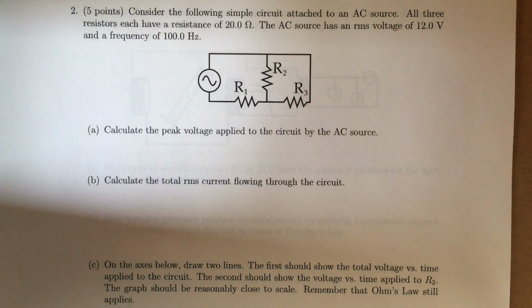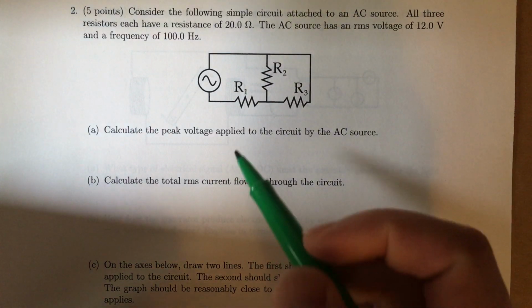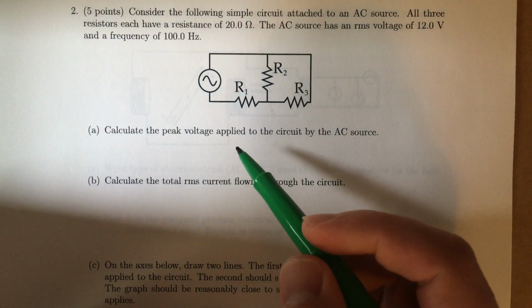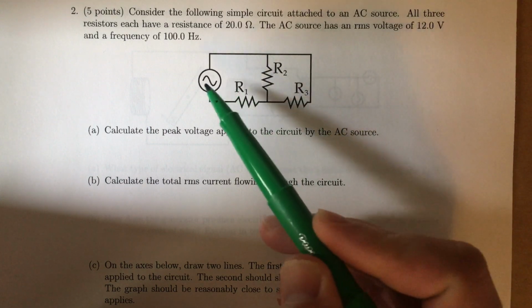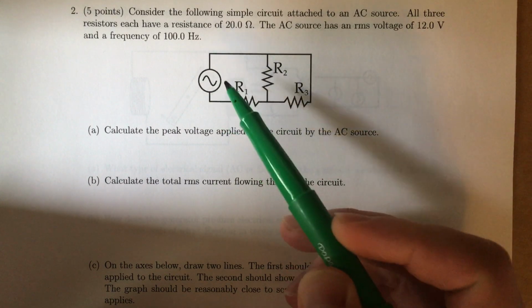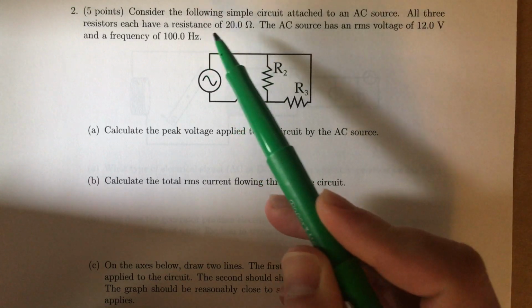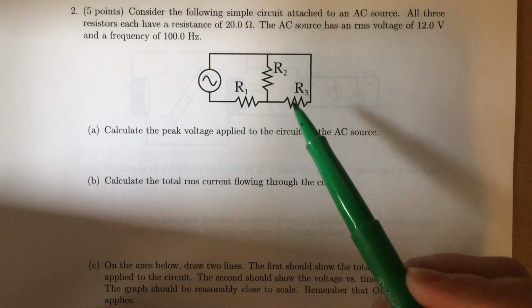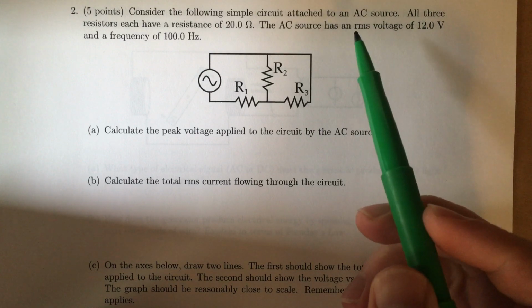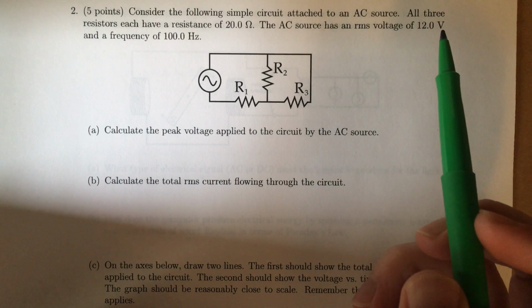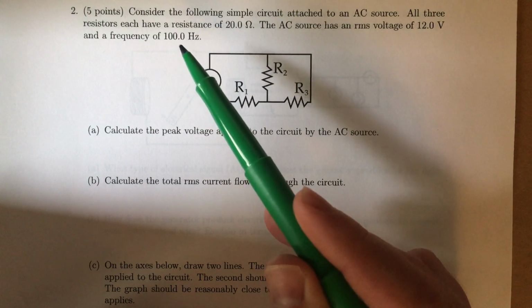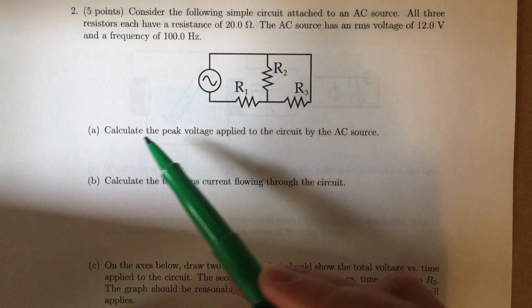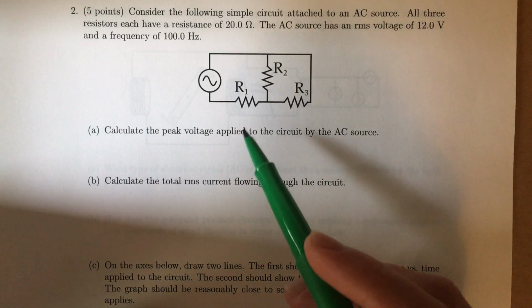Okay, here we are on question 2 of exam 2 for electricity and electronics. So we've got a simple circuit here, 3 resistors, all labeled with the subscripts. You've got an AC source, and we're told the value of all the resistances, so they're each 20 ohms, and the RMS voltage of the AC source is 12 volts, and the frequency of the AC source is 100 hertz.